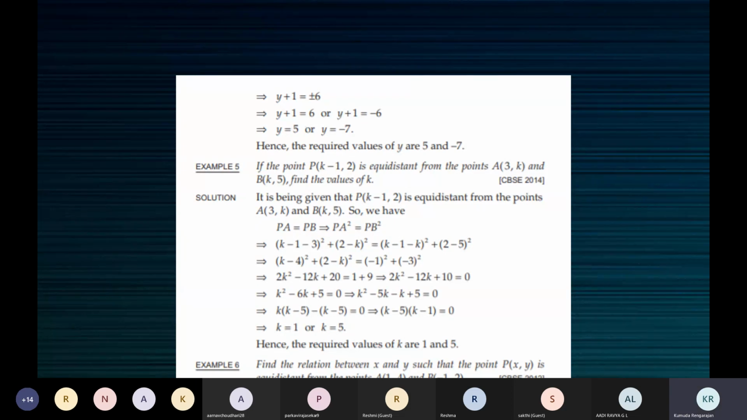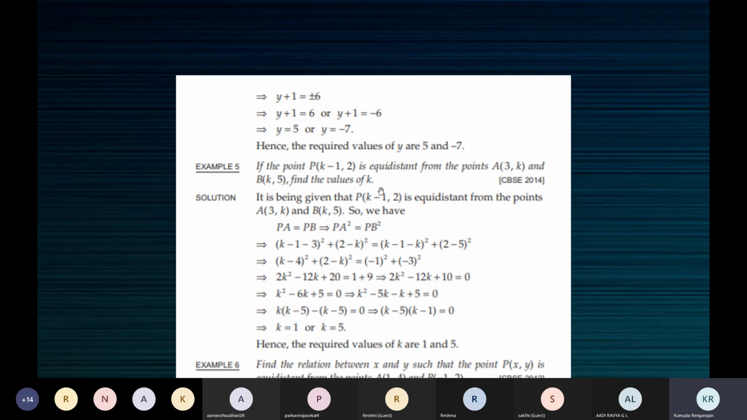PA is equal to PB, or PA square is equal to PB square, squaring both the sides. So PA is nothing but, you should write the distance formula for that. The length of the line segment PA, distance formula without the square root, PA square and PB square. So it's here, children. PA is equal to PB because the distance from P to A is the same as the distance from P to B. It's given to us, which means PA square is equal to PB square.